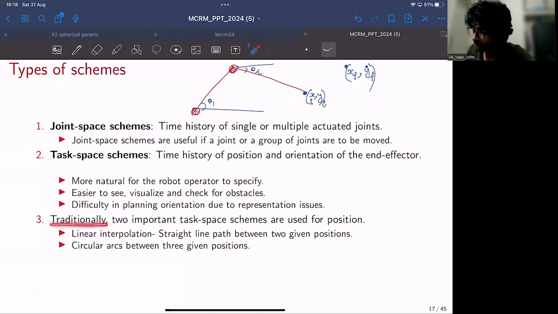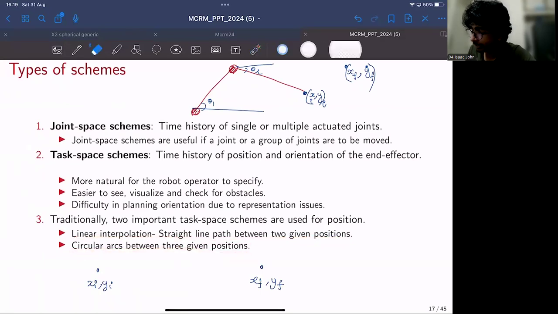And traditionally, there are two ways you can do this. You can either go for straight line interpolation, or you can go for circular arcs. For example, if you have an initial position xi and yi, and a final position xf and yf, you can do this as a straight line interpolation, or you can do this as a circular arc.